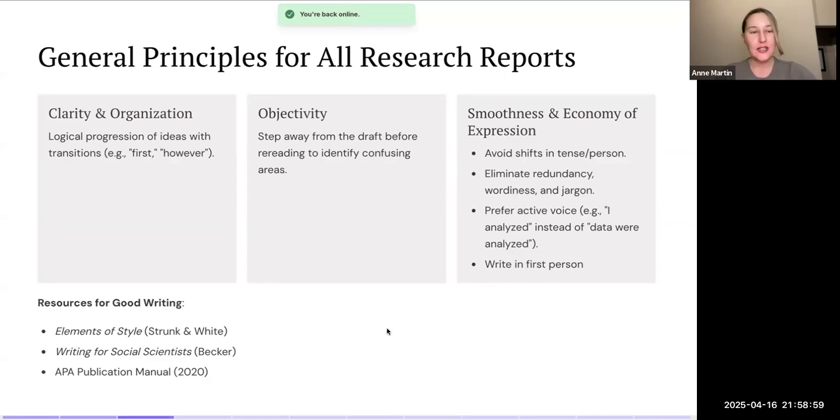So the textbook does have some resources for good writing. I will add one here, which is the Purdue Online Writing Center. Let me show you there so you can see how that could help you with your writing.